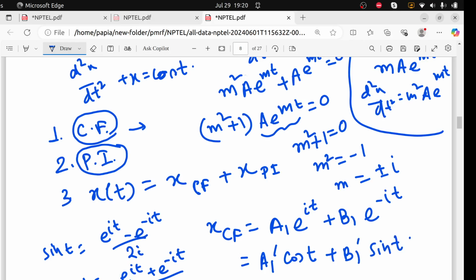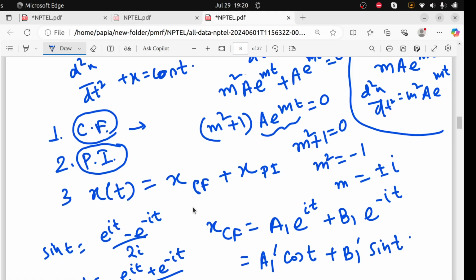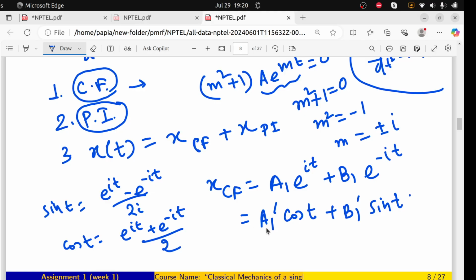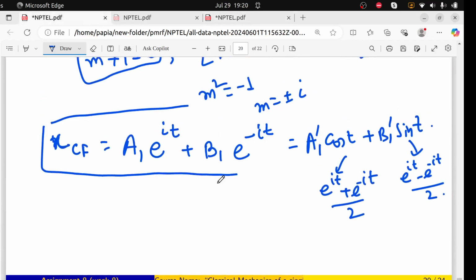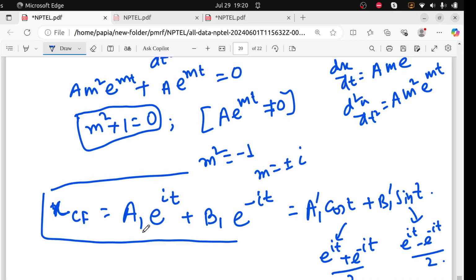Is it fine to you? Yes, ma'am. Okay, very good. So I can write x CF equals a1 prime cos t plus b1 prime sin t. That one I just wrote it here. But yes, a1 e to the power it plus b1 e to the power minus it, and then a1 prime, a2, and it will be cos. Yes, this part we did up to for CF.